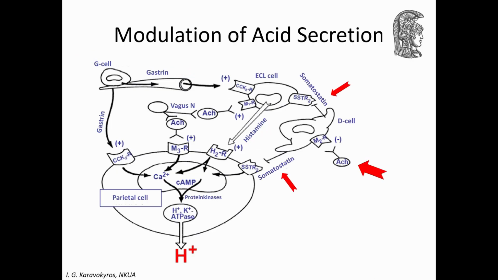Acetylcholine also binds on the M2 muscarinic receptors of the somatostatin-secreting D cells. This causes somatostatin secretion, which abolishes acid secretion directly by inhibiting secretion from the parietal cells, and indirectly through inhibition of histamine release from the enterochromaffin cells.